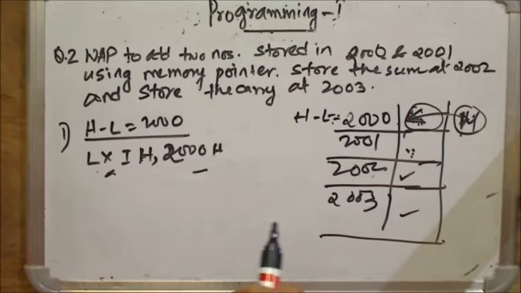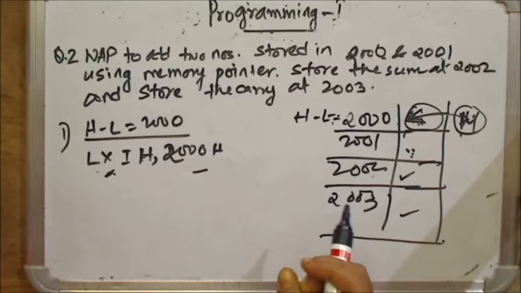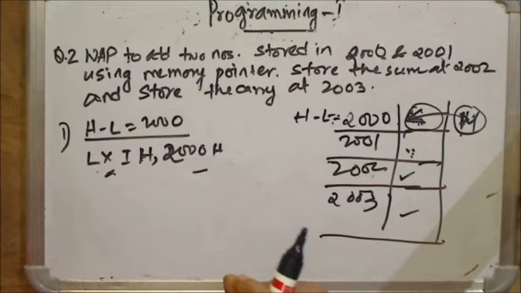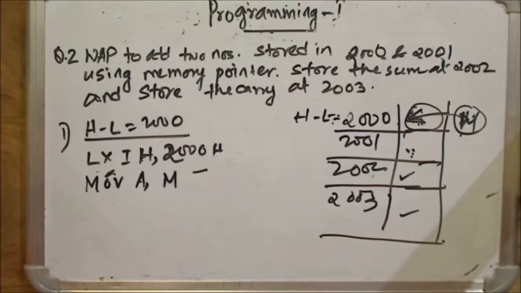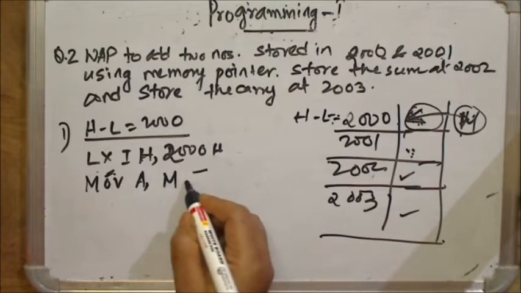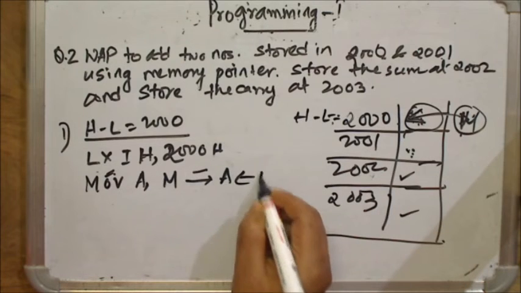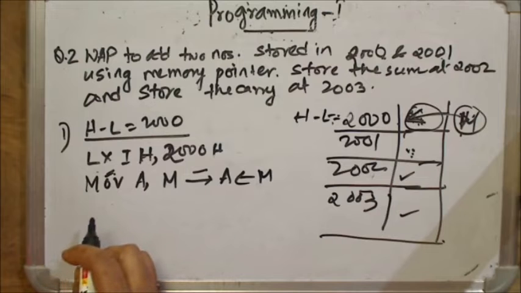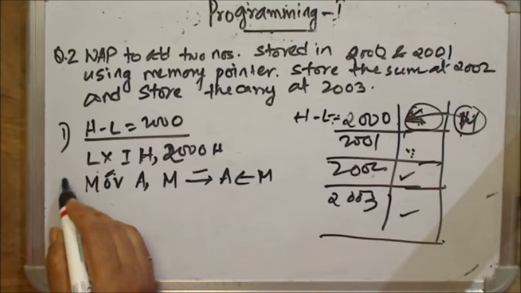I hope you know all these things. Now M is the location's data. So what to do next? We have to move this data to some other register. MOV A, M. So whatever data was stored in 2000, that is M, will go to the accumulator, because for addition, one operand should always be stored in the accumulator. So this is the second step.